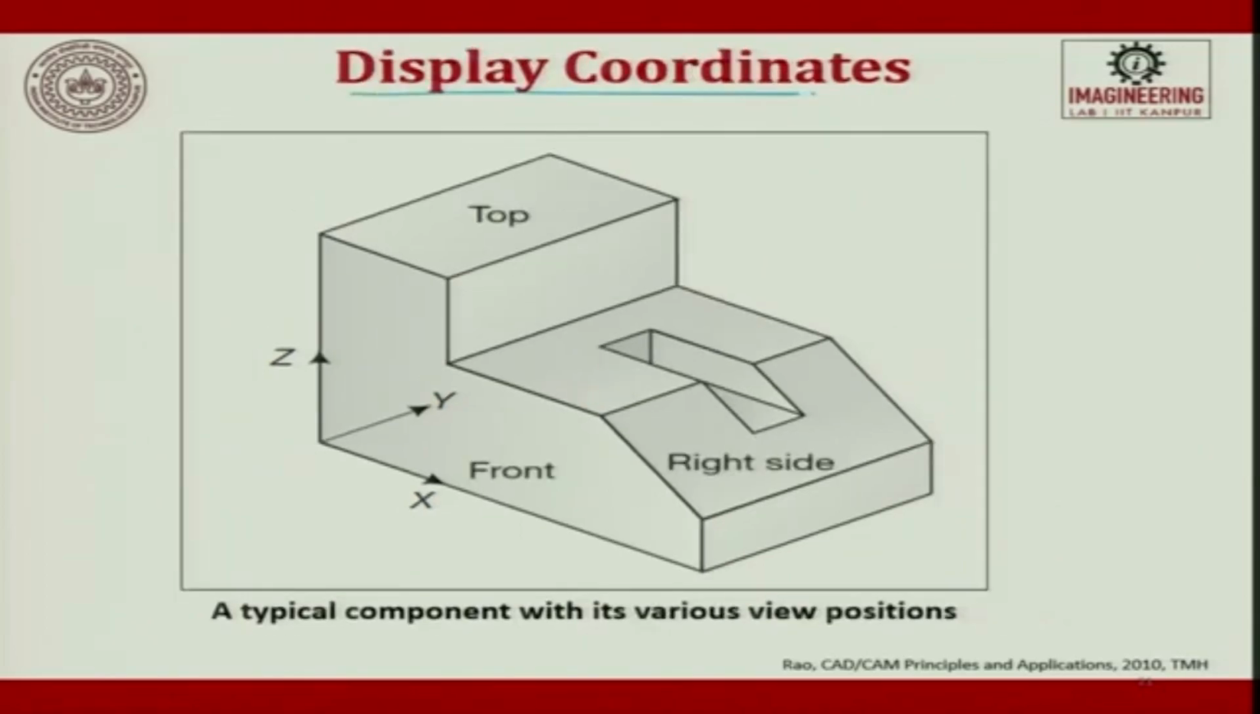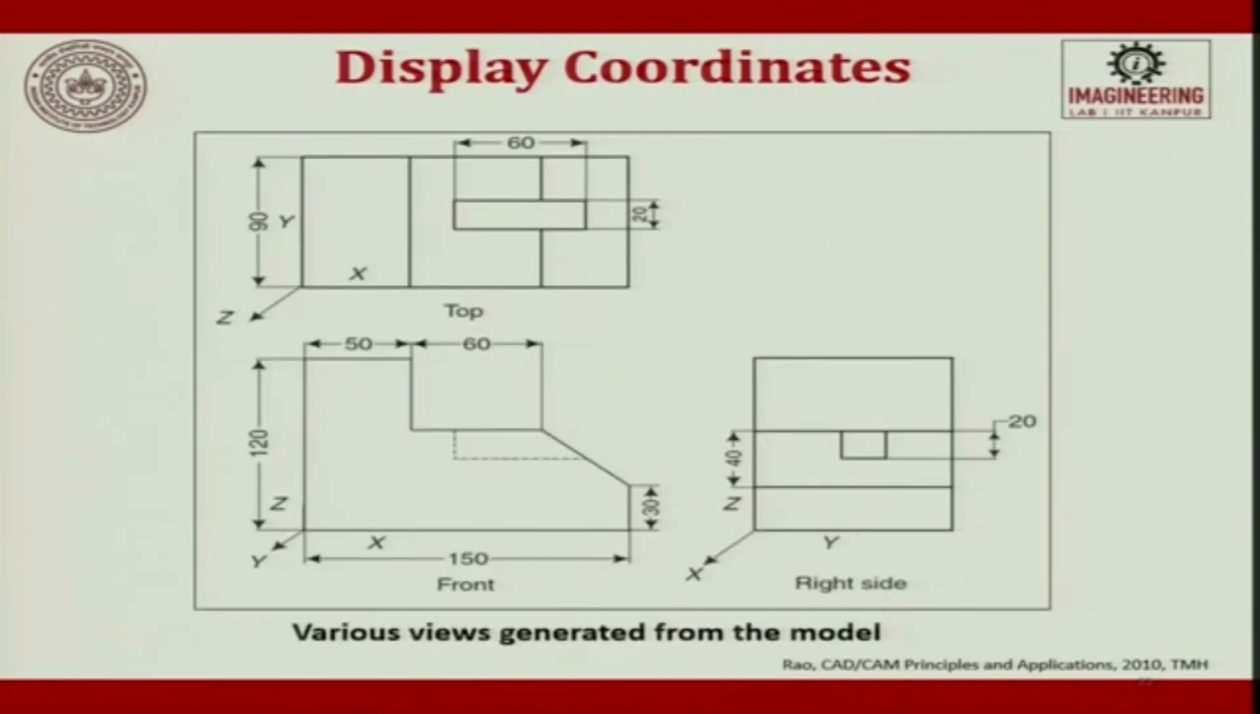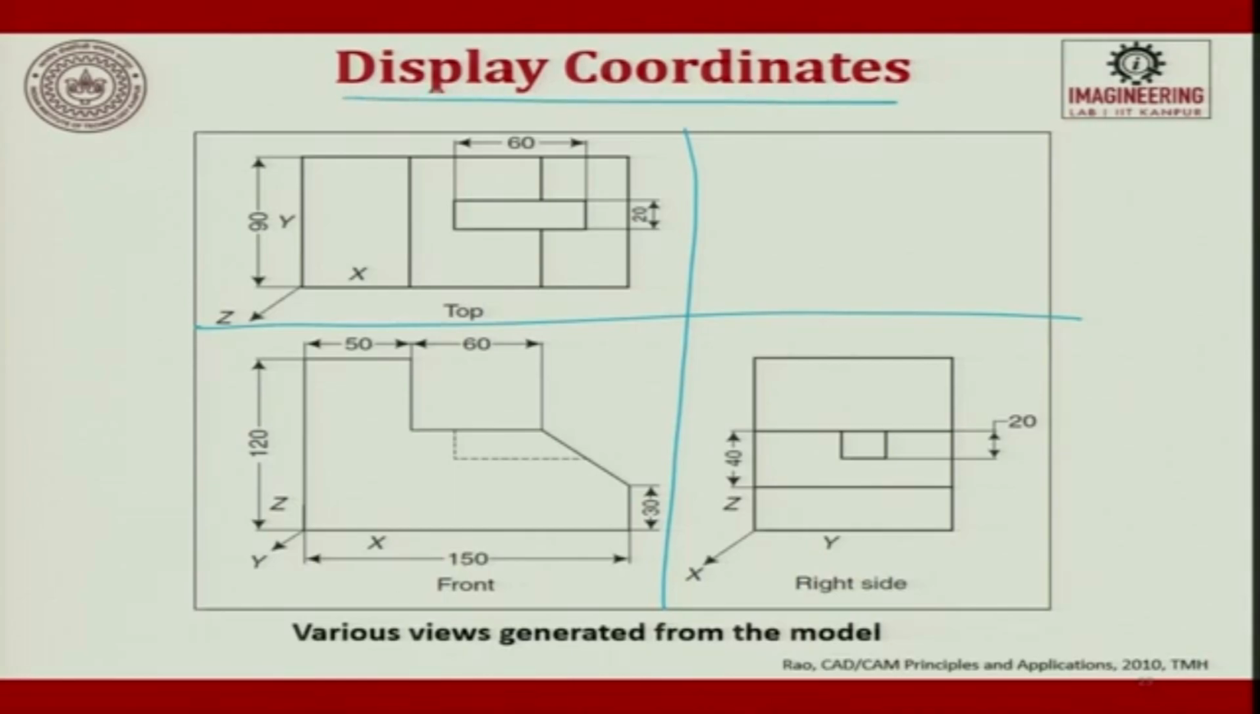So, this is display coordinates, which talks about top, front and side. So, right side view, front side view, top side view, these are nothing but display coordinates, and this is for that 3D object. You can see here top, front and right side, all the three are generated. This is nothing but a display coordinate system or display coordinates.